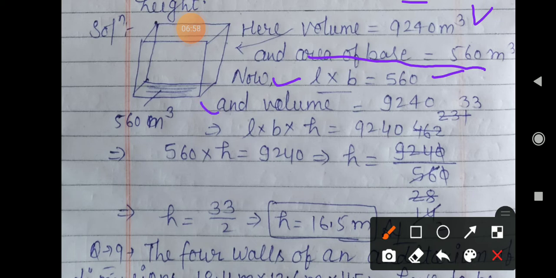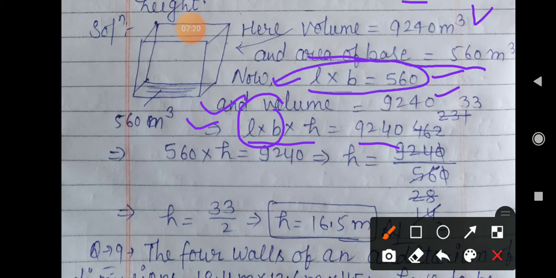And then you know that the volume of a cuboid is 9240 meter cube. So the formula of the volume of a cuboid is L into B into H is equal to 9240, and you have to put the value of LB because this value is given here. LB is equal to 560. So you have to put 560 in place of LB.